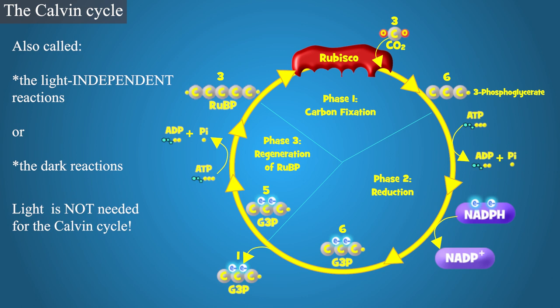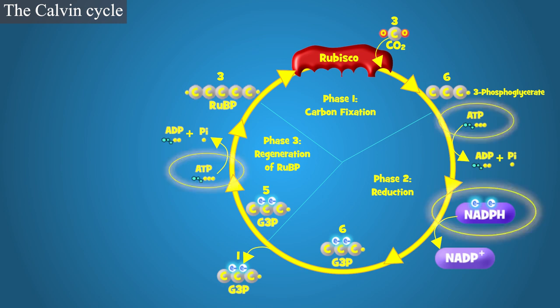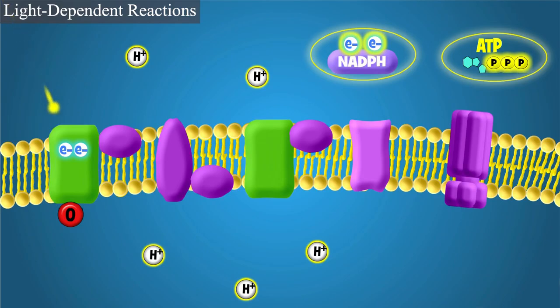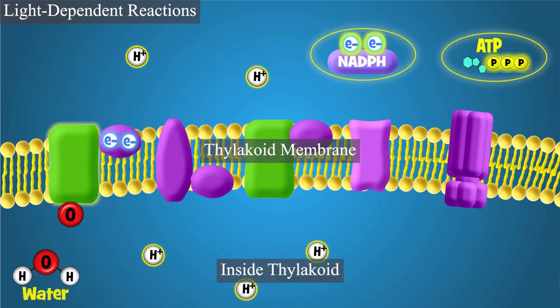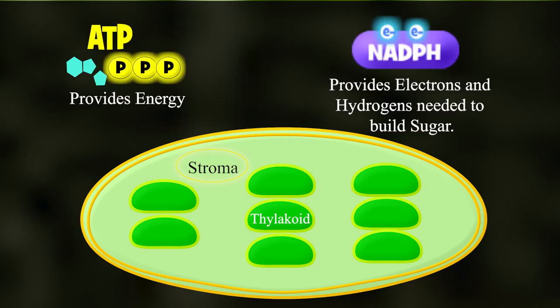Nevertheless, two key products from the light reactions are needed to make the Calvin cycle work: ATP and NADPH. You may recall that both ATP and NADPH were made during the light reactions at the thylakoids. The Calvin cycle takes place in the fluid surrounding the thylakoids, known as the stroma. ATP provides the energy, and NADPH provides the electrons and hydrogens that are needed to reduce carbon dioxide to build sugars in the Calvin cycle.